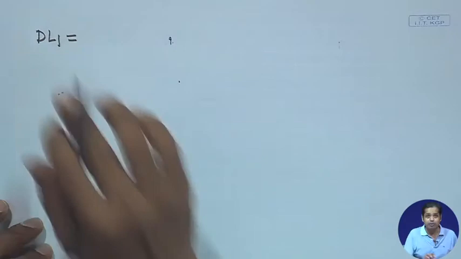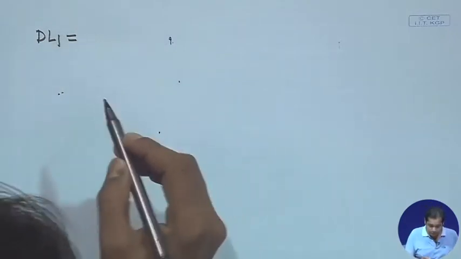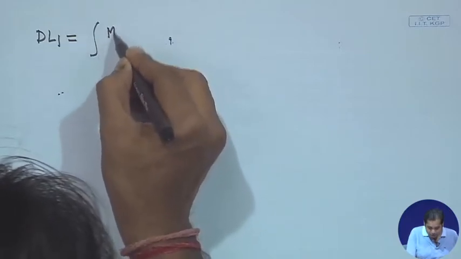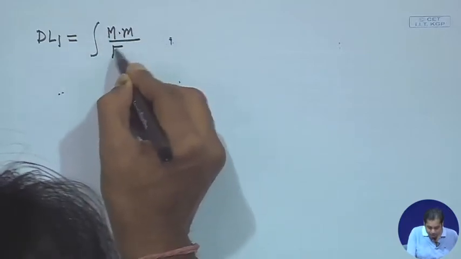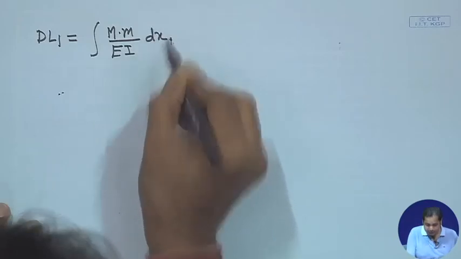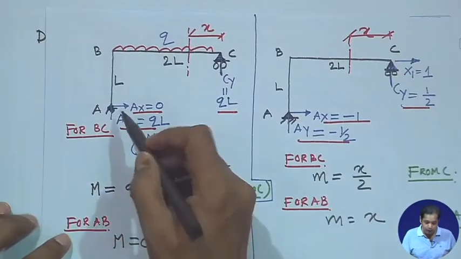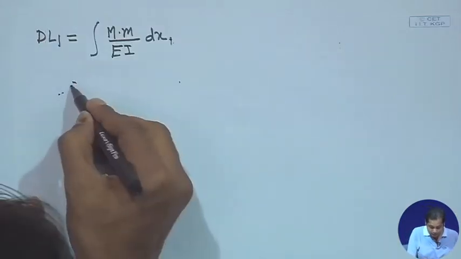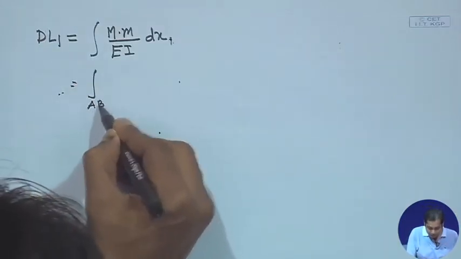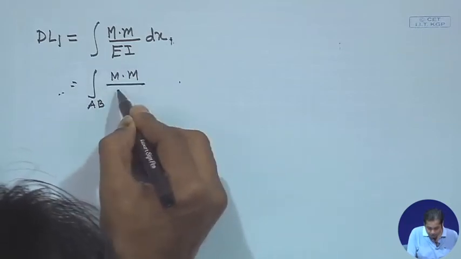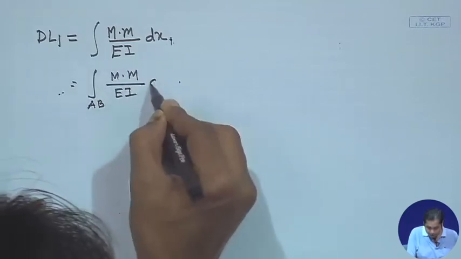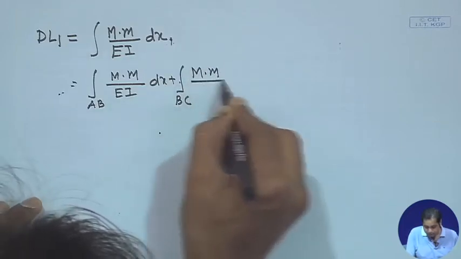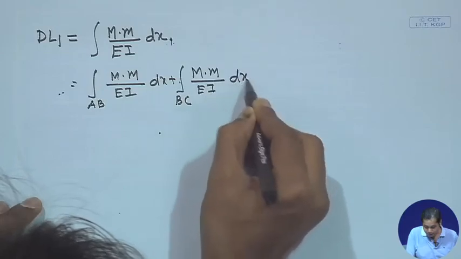This displacement is due to the primary external load. So, that is integration of M into small m by EI dx. Okay. Now, we have two parts AB and BC. So, that integration has to be done over AB and BC. So, over AB, M m by EI dx plus integration over BC of M m by EI dx.